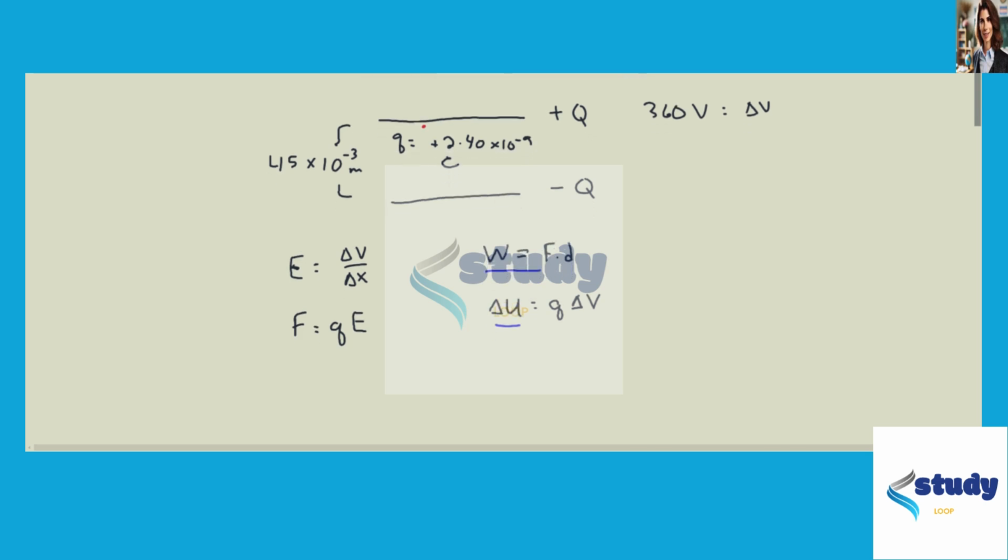But the first thing we're going to do is find the electric field between those plates using the potential difference, which is 360 volts, divided by the spacing, which is 45 millimeters. And units will turn out to be volts per meter, which is the same as newtons per coulomb.